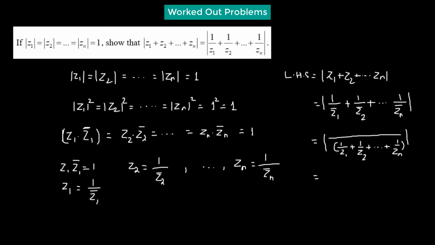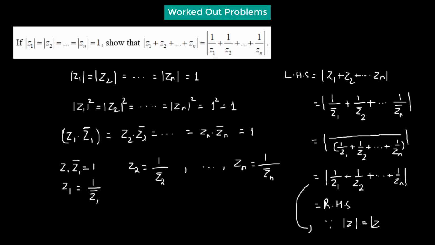Now we know that the absolute value of a given complex number is always equal to the absolute value of its conjugate. So this becomes 1 over z1 plus 1 over z2 plus all the way up to 1 over zn. So that proves it, which is equal to the right hand side. So let me state it here. We have applied that the absolute value of z is equal to the absolute value of its conjugate. So this is how we prove. So let us move on to the next question.